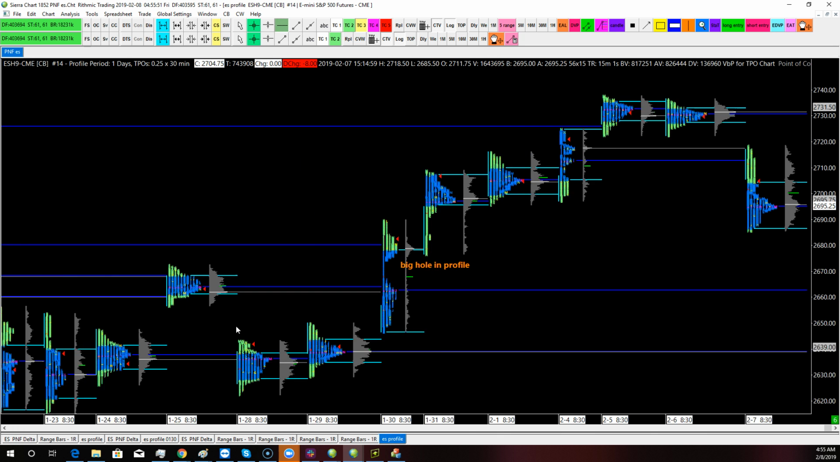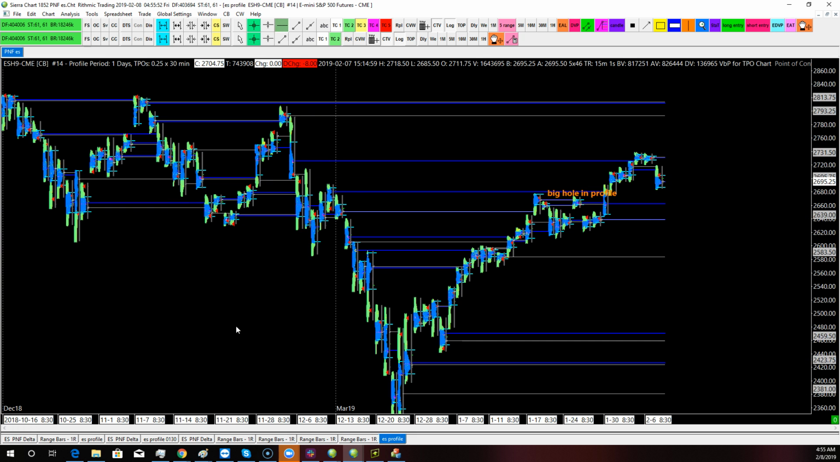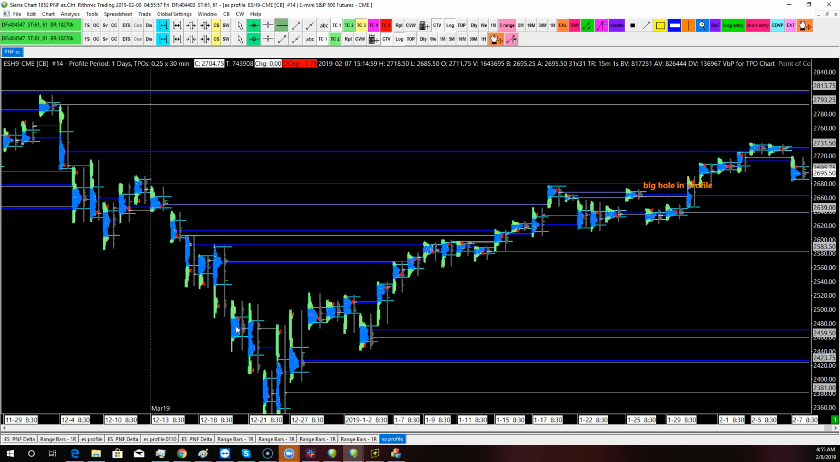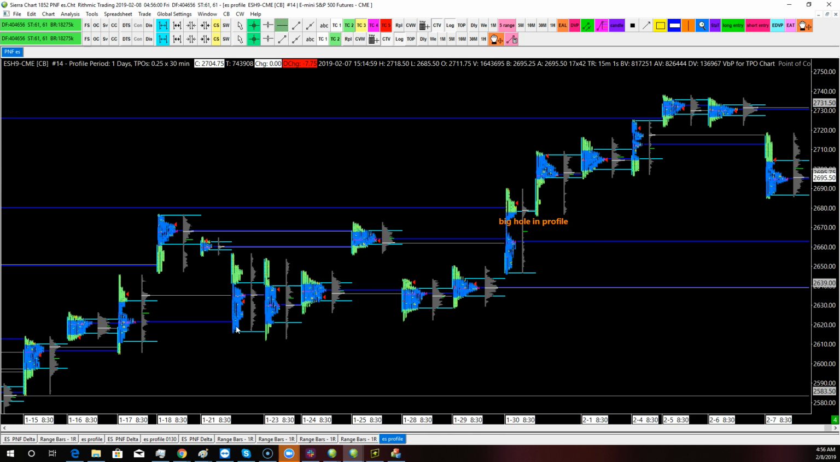So let's start off with number one. You can see the market has just been on a tear since December 20th. It hasn't quite been straight up, but it is very much an up market. There are a couple of things that I look for when I'm trading that help me make trading decisions as I'm going through the day.